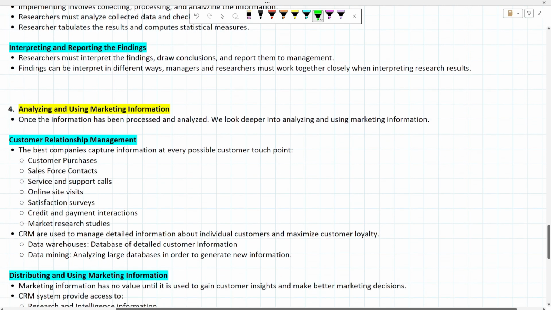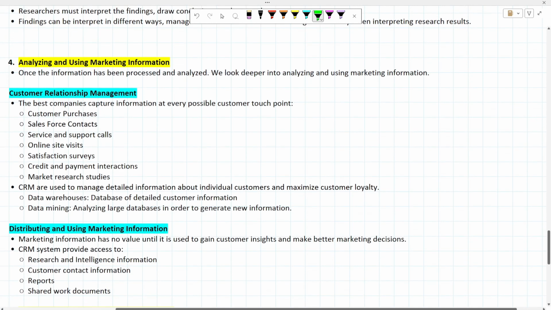So 4, analyzing and using marketing information. Once the information has been processed and analyzed, we look deeper into analyzing and using marketing information. Customer relationship management. The best companies capture information at every possible customer touchpoint, such as customer purchases, your Salesforce contacts, service and support calls, online site visits, satisfaction surveys, credit and payment interactions, and market research studies. CRM is used to manage detailed information about individual customers and maximize customer loyalty.